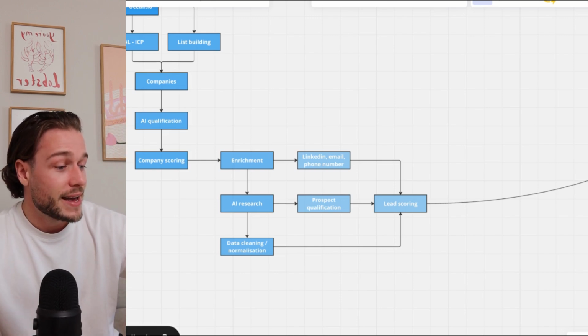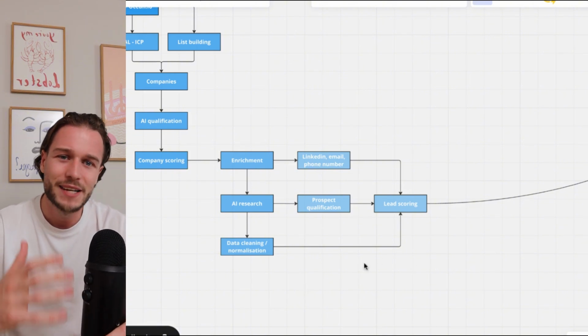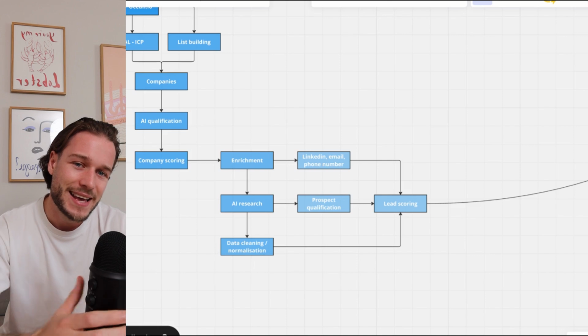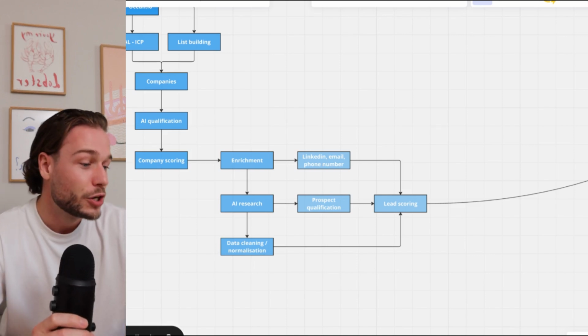Once we've done our AI research, we're also going to data clean and normalize everything. So make sure that job titles are normalized, company names are normalized, everything is nice and clean, and it's ready for us to use in our outreach. So nothing looks weird, everything looks natural, and it all looks good.